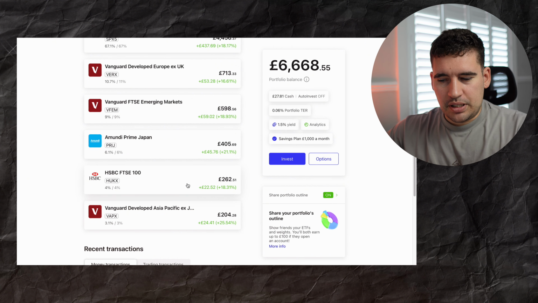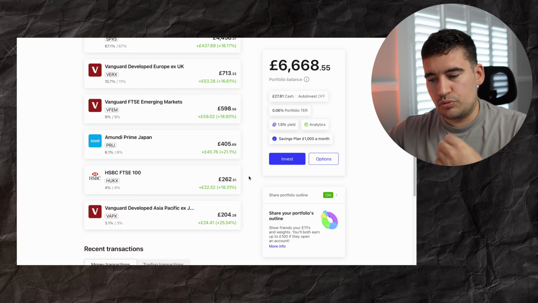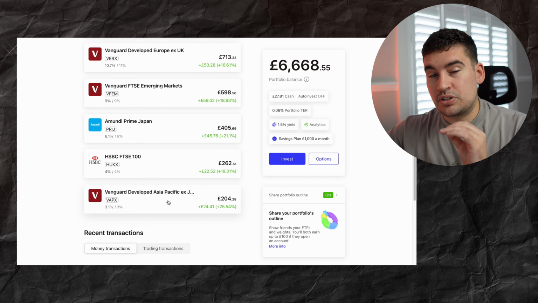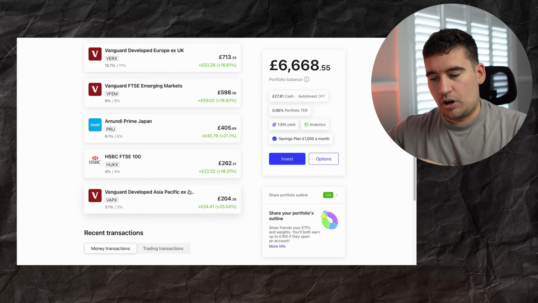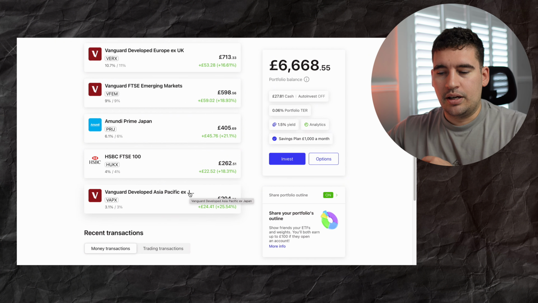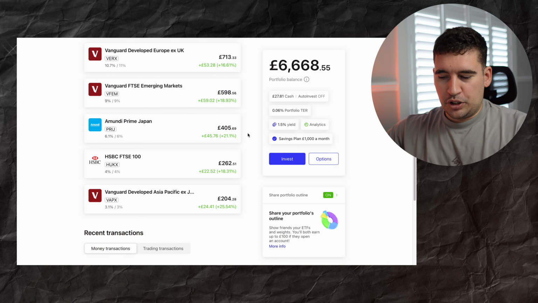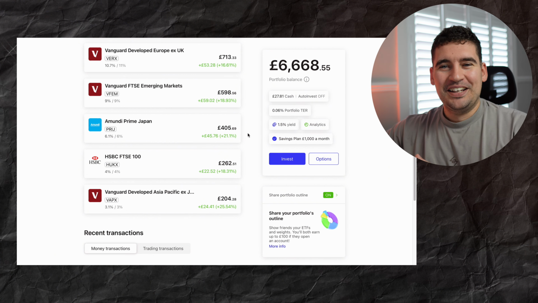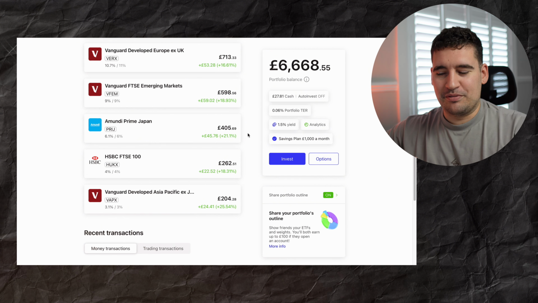So that covers our Japan exposure within the portfolio. We've then got the HSBC FTSE 100 ETF, which again, 18.31%, really solid gains. And then finally, we've got the Vanguard Developed Asia Pacific ETF. You can't quite see it on there, but this is excluding Japan, because as you'll see, we've got Japan covered in this one. Overall, nearly 26% of gains on that particular fund, and it just so happens it's my smallest piece of the puzzle.